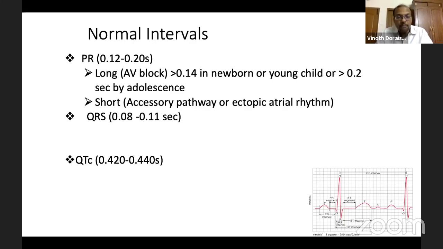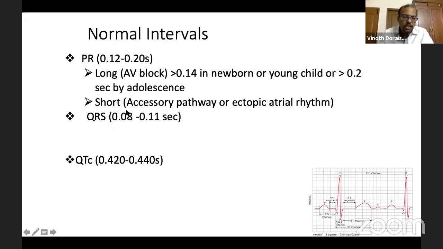You can have a short PR interval with an accessory pathway or an ectopic atrial rhythm. Ectopic atrial rhythm we've seen before. Suppose it's coming from a low right atrial rhythm, from the lower part of the atrium, that is very close to the AV node. That's why the PR interval gets shortened. And why in an accessory pathway you have a short PR interval will come in the next few slides.